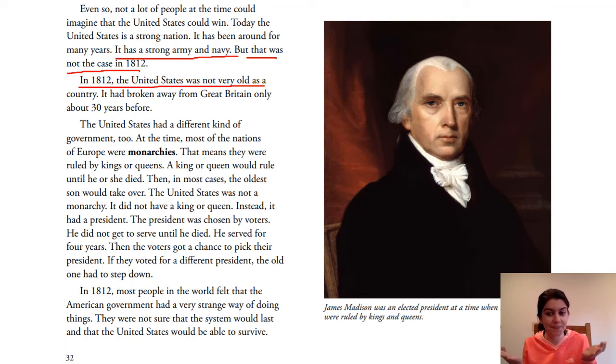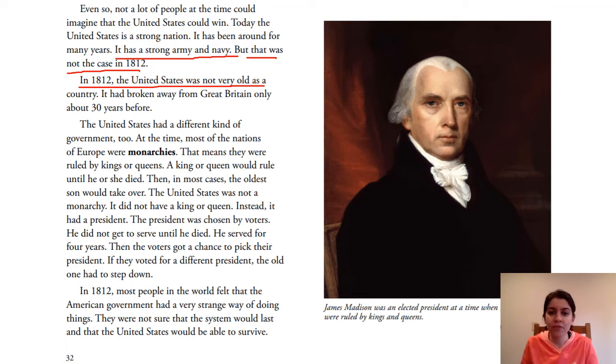The president was chosen by voters. He did not get to serve until he died. He served for 4 years. Then the voters got a chance to pick their president. If they voted for a different president, the old one had to step down. In 1812, most people in the world felt that the American government had a very strange way of doing things. They were not sure the system would last and that the United States would be able to survive.